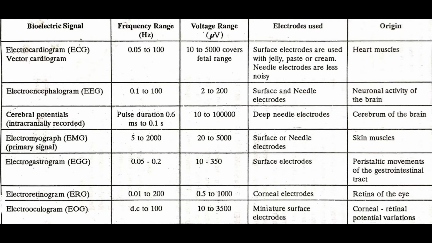The table shows various bioelectric signals such as electrocardiogram, ECG, electroencephalogram, EEG, electromyograph, EMG, electrogastrogram, EGG, electroretinogram, ERG, electrooculogram, EOG. Their frequency and voltage picked up by the respective electrodes.